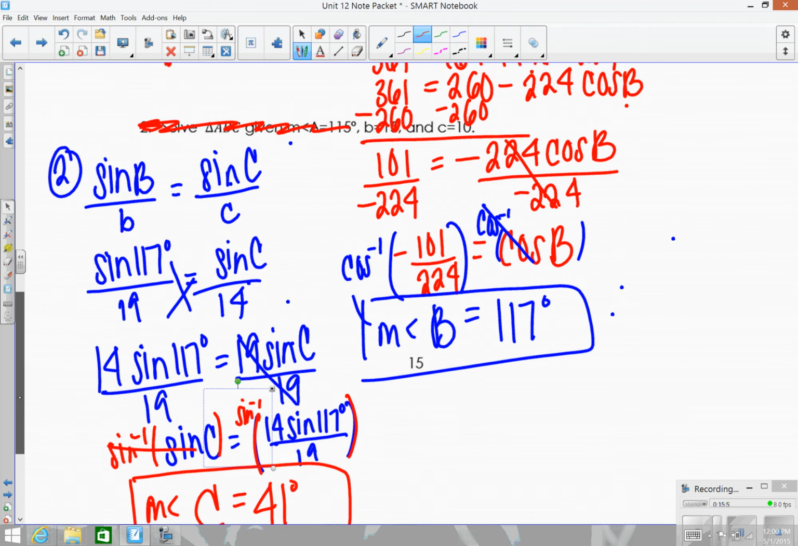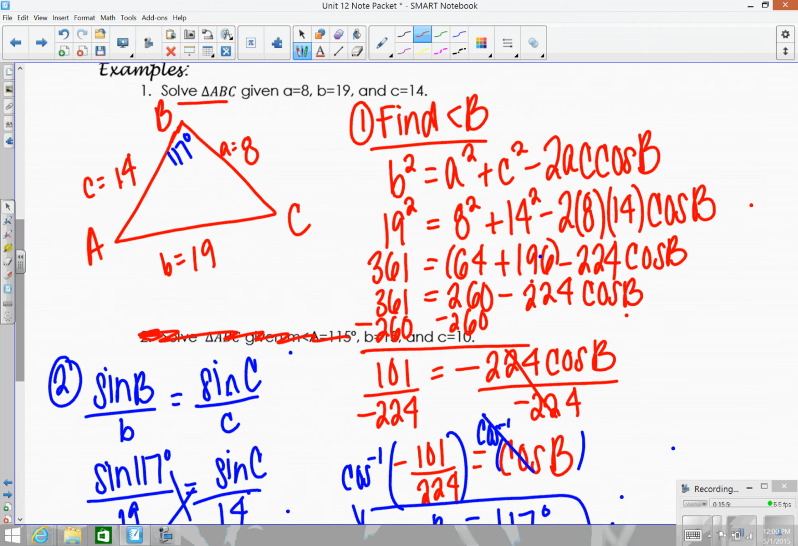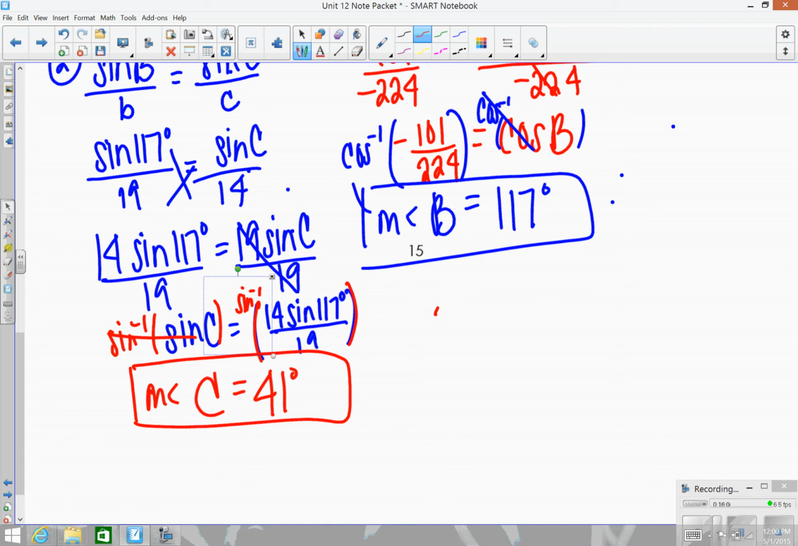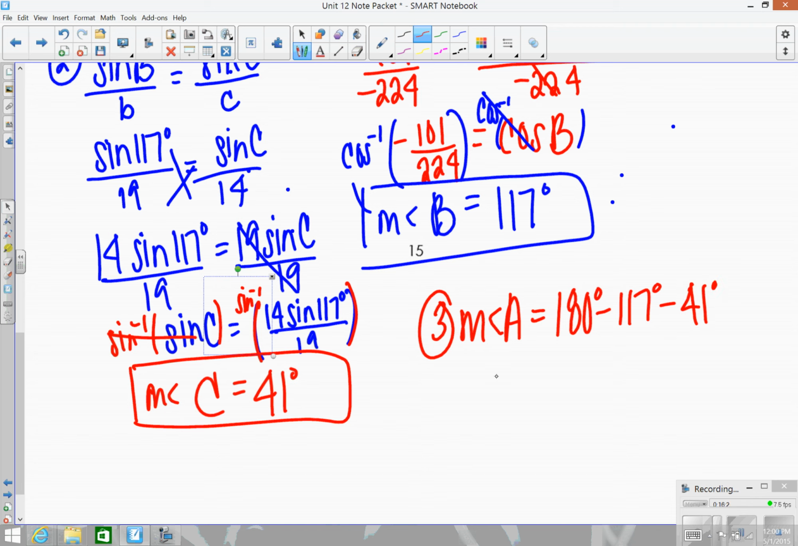And then to find the last angle, so we get 41 degrees. To find the last one, the easiest thing is to just take these and subtract them from 180. So angle A is going to be 180 minus these other two angles. You could do law of sines again, you could do law of cosines again, but the easiest thing is just going to be to take them and subtract them from 180 since they all add up to 180. So then you get 22 degrees. So keep that in mind.